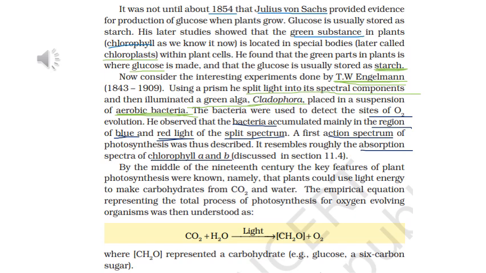By the middle of the 19th century, the key features of plant photosynthesis were known, namely, that plants could use light energy to make carbohydrates from carbon dioxide and water. The empirical equation representing the total process of photosynthesis for oxygen evolving organisms was then understood as carbon dioxide plus water in the presence of light gives carbohydrate, the general formula CH2O, plus oxygen, where CH2O represented a carbohydrate, that is glucose, a 6-carbon sugar.